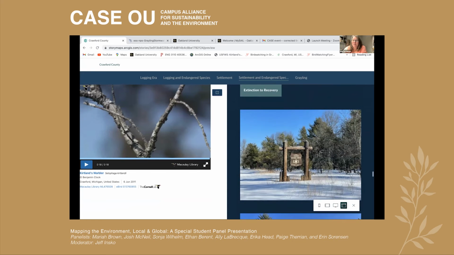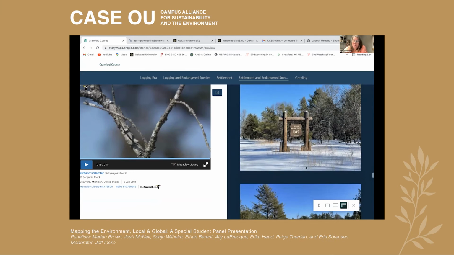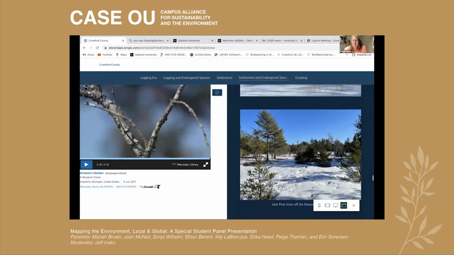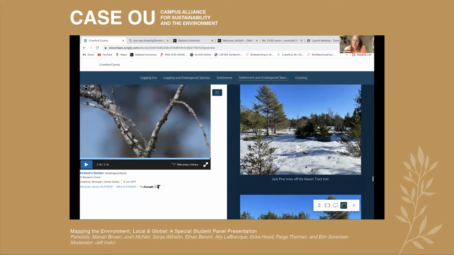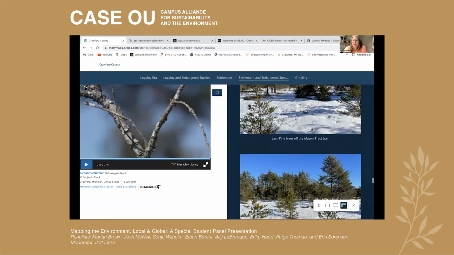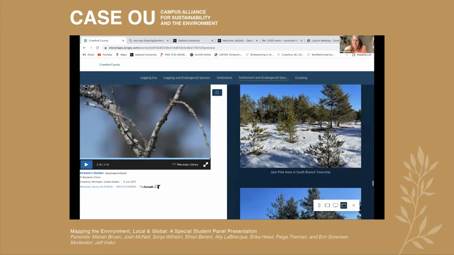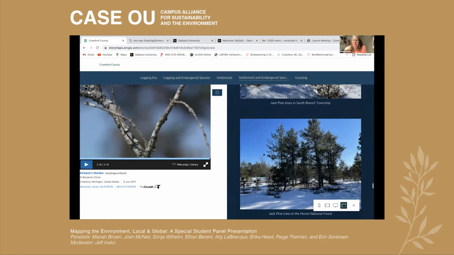And then here's when you enter into the Huron National Forest on Highway 72 East, you'll see this sign. And then these are pictures off of the Mason Tract Trail. It's in South Branch Township in Crawford County. And these are the jack pine trees. And it's groves like this where the Kirtland's warbler nests. They nest on the ground.